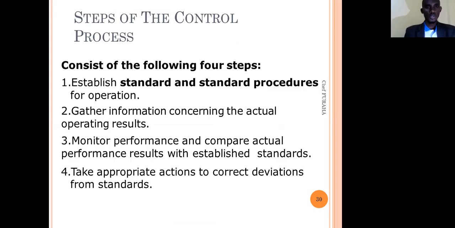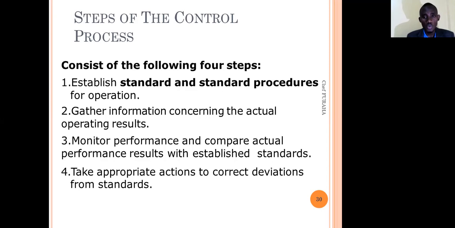Control steps. When you say control steps, we mean those are steps that we must go through to have an effective control process. One is establishing standards and standard procedures. You must set standards, and standards are policies and guidelines. Number two, you gather information concerning the actual results and standards.